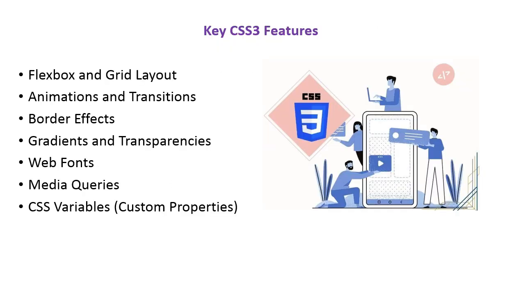Now we will see key features of CSS3. First one is flexbox and grid layout. Second one is animations and transitions. Third one is border effects. Fourth one is gradients and transparencies. Fifth one is web fonts. Sixth one is media queries. Seventh one is CSS variables, that is custom properties.